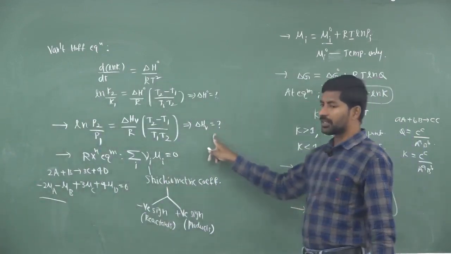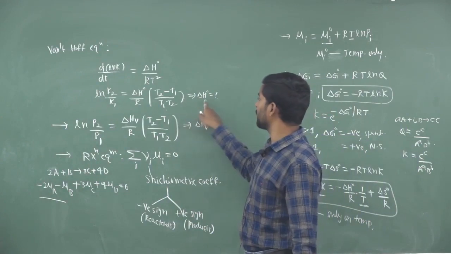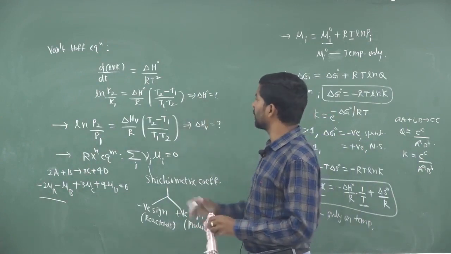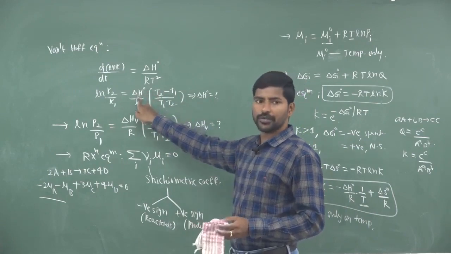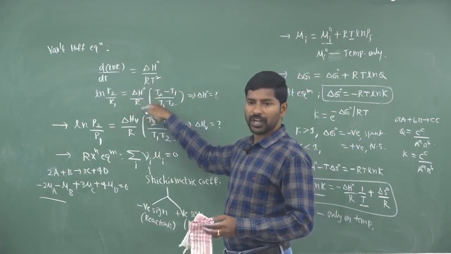By using this equation, we can calculate molar heat of evaporation. By using this equation, we can calculate standard enthalpy change. From this, if you take an endothermic reaction, is delta H naught positive or negative? Positive. Okay, right side we are getting positive.